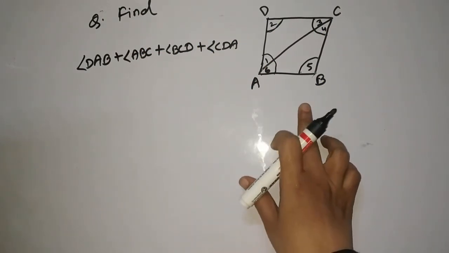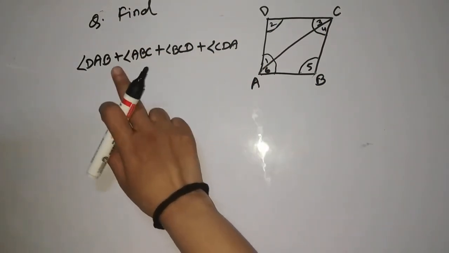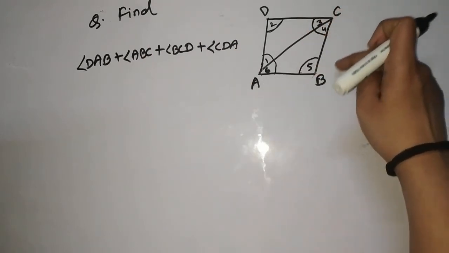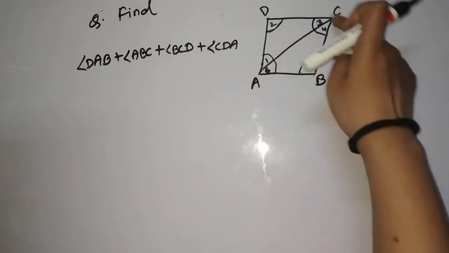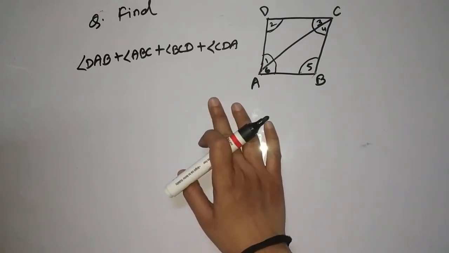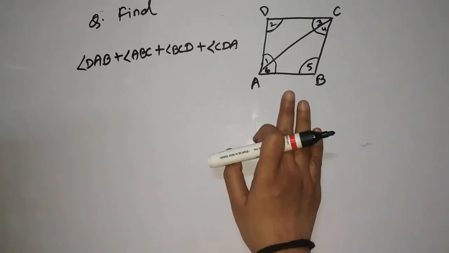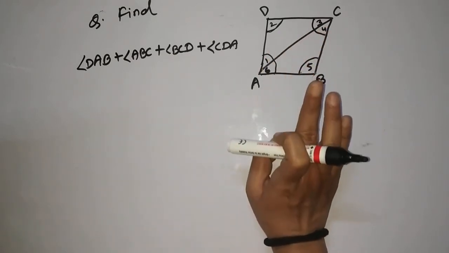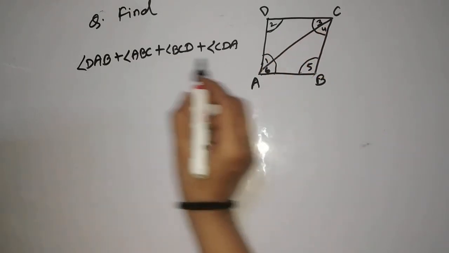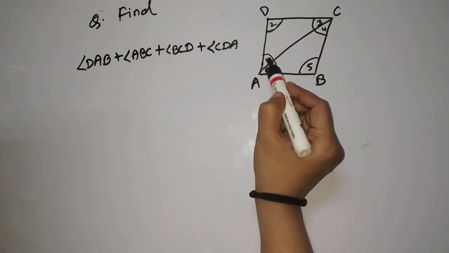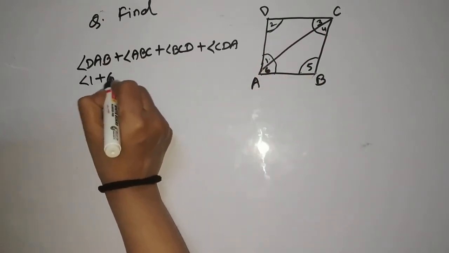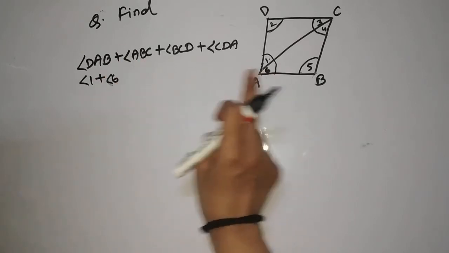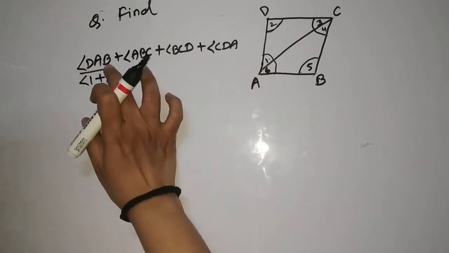So friends, now this is a diagram and we need to find this angle DAB, angle ABC, BCD and CDA. The figure is drawn using more than one triangle. So we name the angles 1, 2, 3, 4, 5, 6. Angle DAB is a mixture of angle 1 and angle 6. If you see, angle 1 plus angle 6 is nothing but this DAB.